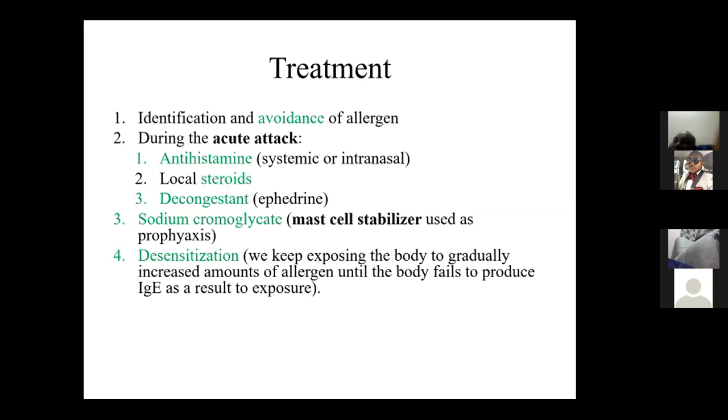Then desensitization. We advise the patient to always avoid trigger factors, in order not to keep coming down with this condition and then form chronic sinusitis in the future.